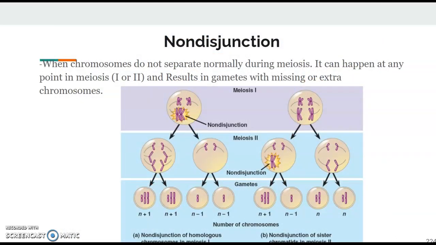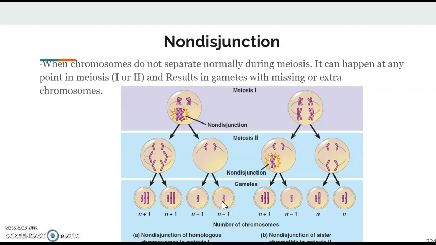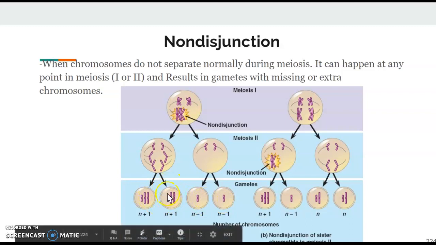All right. So non-disjunction is something that could happen in meiosis. It could happen at any point in meiosis 1 or 2. Ultimately, it is when the chromosomes don't separate properly. And when they don't separate properly, they end up leading to a cell that has either too many or too few chromosomes.